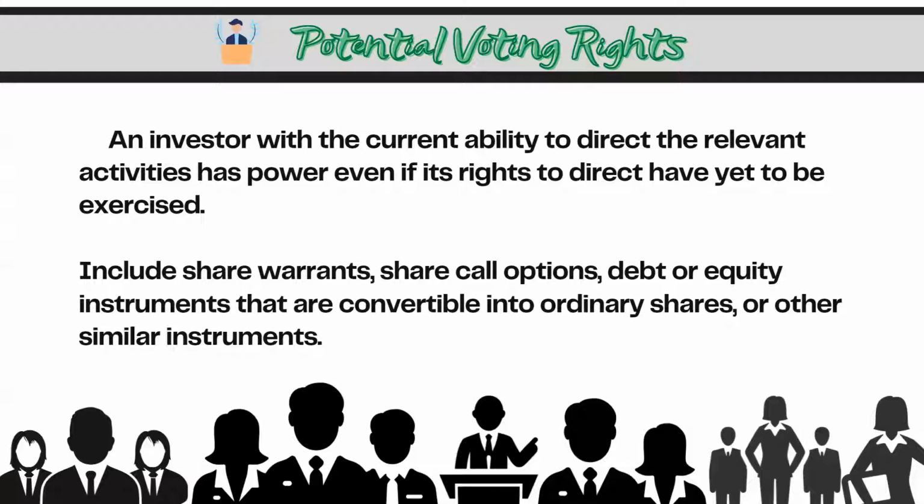Potential voting rights include share warrants, share call options, debt or equity instruments that are convertible into ordinary shares, or other similar instruments that, if exercised, have the potential to give the entity voting power or reduce another party's voting power over an investee. Potential voting rights are not currently exercisable if they cannot be exercised until a future date or until the occurrence of a future event.